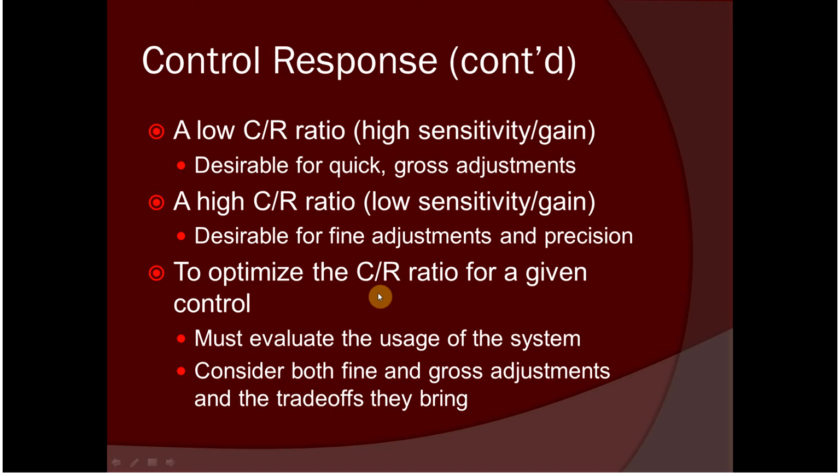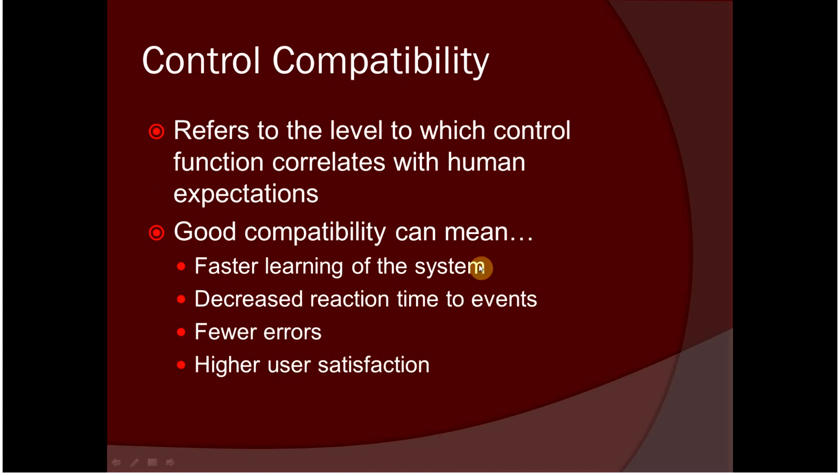Therefore, there's some optimal value out there for any control design. Okay, so you need to know the usage of your system. Who's going to use it? For what purposes will that system be used? What kind of adjustments need to be made with the controls, both the fine and the gross? The smallest and the largest adjustments you can reasonably expect. What are the trade-offs of making one a little bit more difficult than the other, right? And then you balance that when you're designing your control response system. All right, so that's control response.